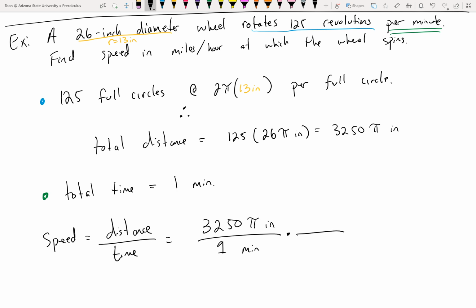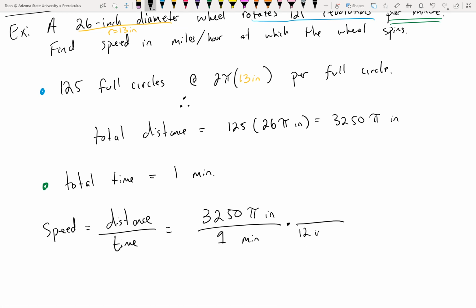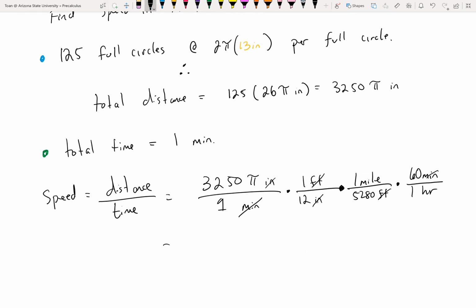Let's go ahead and convert the inches into miles. So I know that there are 12 inches in 1 foot, and there are 5280 feet in 1 mile, right? So that will take care of the miles. Now I need to convert minutes into hours, and we should know that 60 minutes is 1 hour. So that takes care of the minutes. Then all you've got to do is take a calculator and see what that approximates to. So that's 3250 times pi times 60 all over 12 times 5280. So that's approximately 9.7 miles per hour.